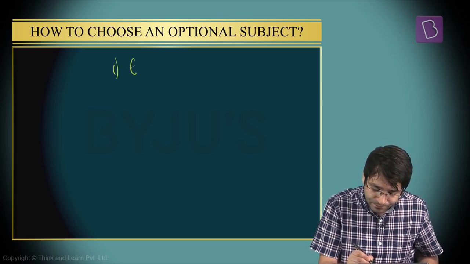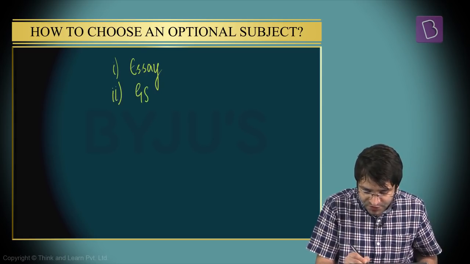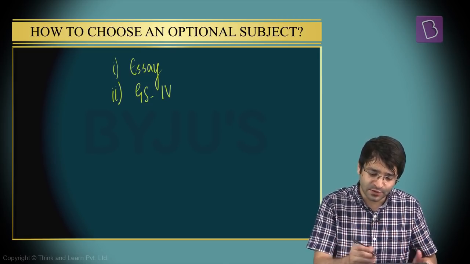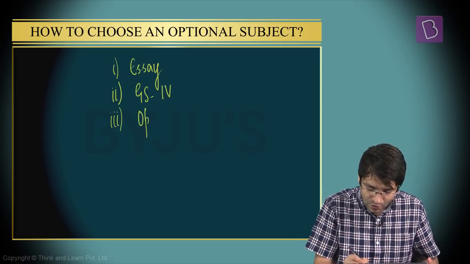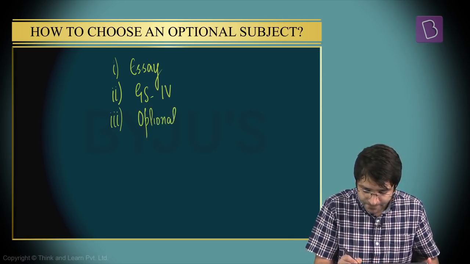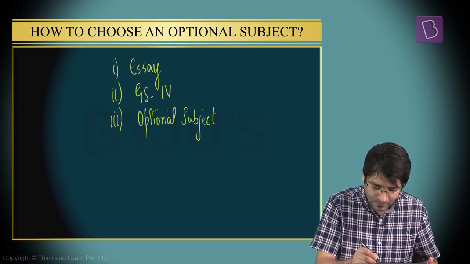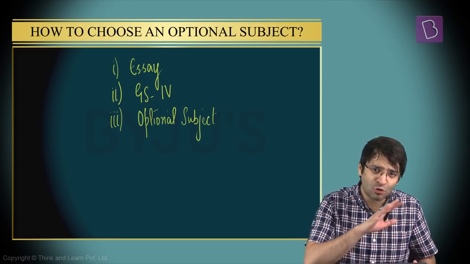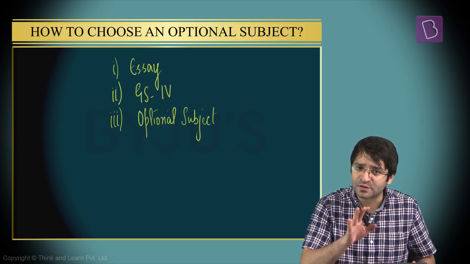Number one, your essay paper. Number two, your GS paper 4, which deals with ethics, integrity, and aptitude. Number 3, your optional subject. If you are stronger in these 3 areas, there is no power on earth that can stop you from clearing this examination, and that too with a good rank.